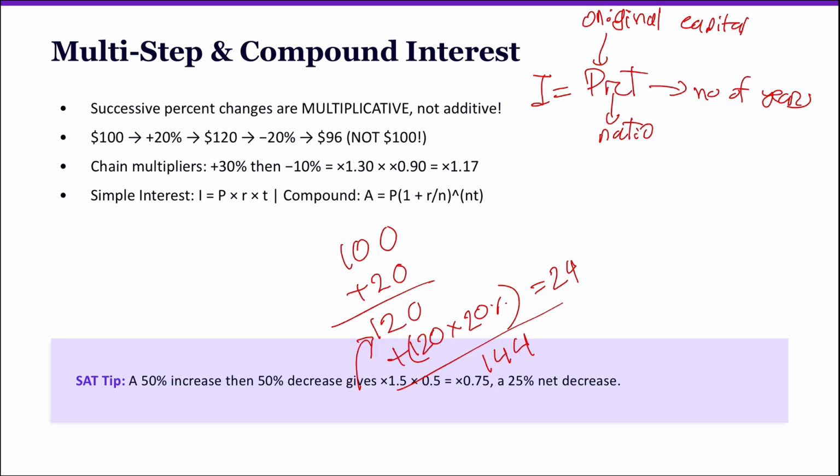But if you have compound interest, you write A is equal to P times (1 plus R over N) to the power of NT. And essentially, what we're doing here is the N is the number of periods per year, or the number of times per year that this interest is being applied.